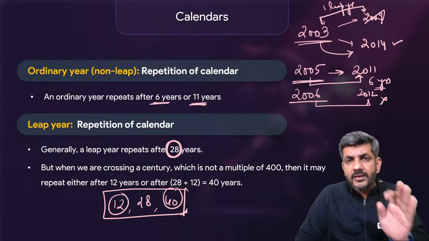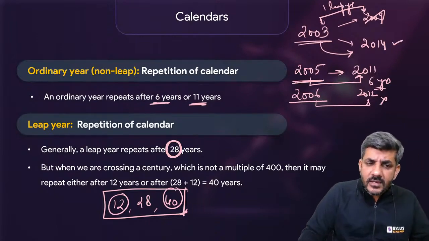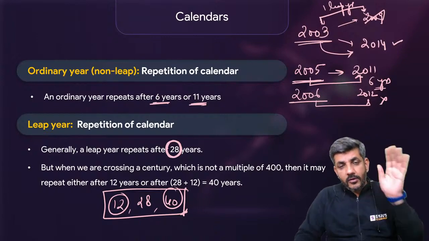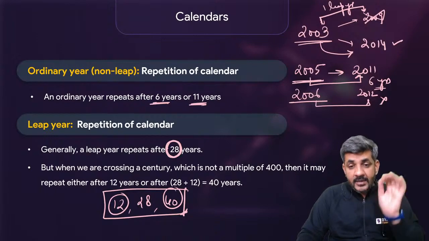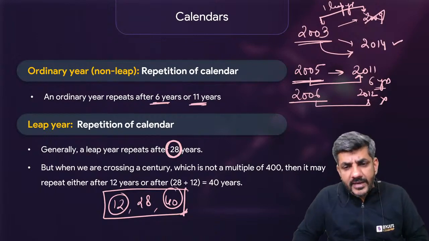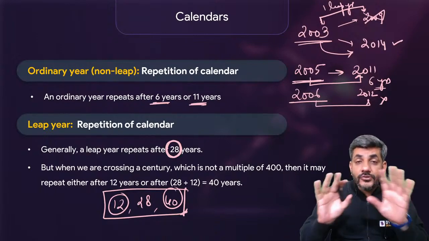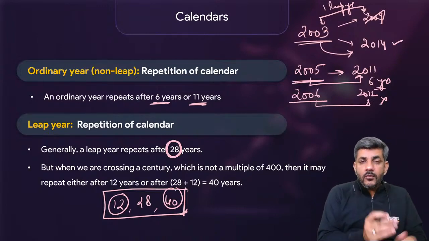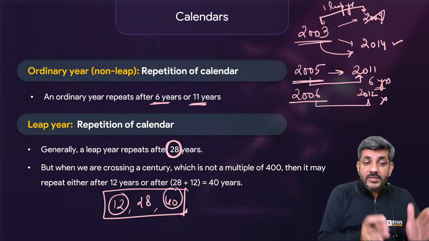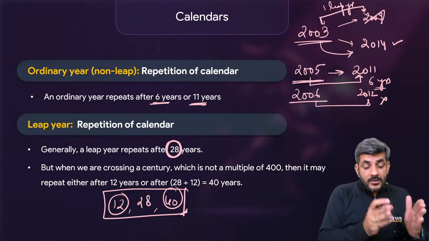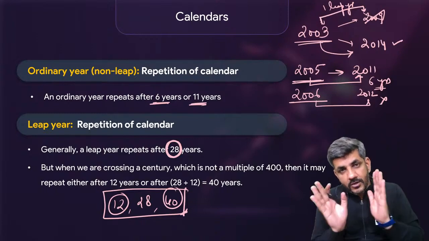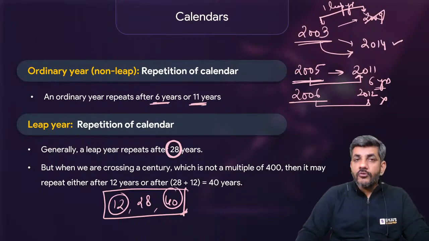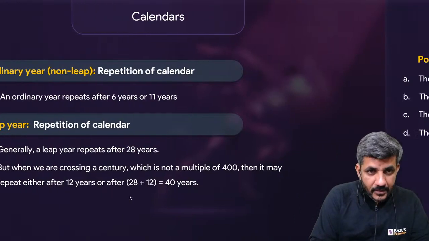Calendar of a normal year will repeat after 6 or 11 years. Calendar of a leap year will repeat after 12 or 28 or 40 years. Just keep that in mind. सीधा बता देता हूं, जनरली after 28 years होता है, if there is no century in between. अगर बीच में सेंचुरी आ जाए then you have to check whether that century is a leap year or not, whether it lies within 12 years or not. 12 years में आ गई तो आंसर आपका 12 है, 12 के बाद आई तो आंसर आपका 40 है. This is how you get the answer for this part.